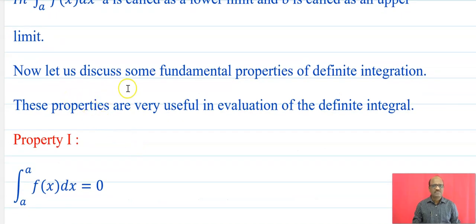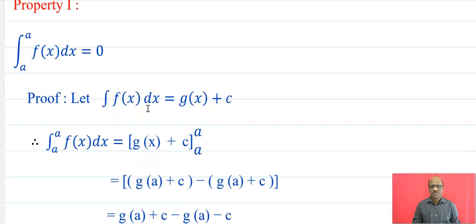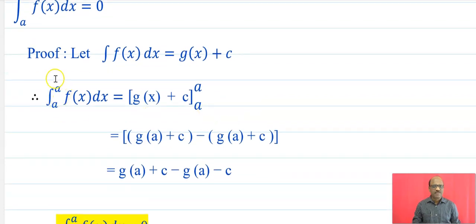Now let us discuss some fundamental properties of definite integration. These properties are very useful in evaluation of the definite integral. The first property is very important: the integral with lower limit a, upper limit b, of f of x dx. Let the integral of f of x dx be equal to g of x plus c. Therefore, the integral of f of x dx is equal to g of x plus c, evaluated with lower limit a and upper limit also a.